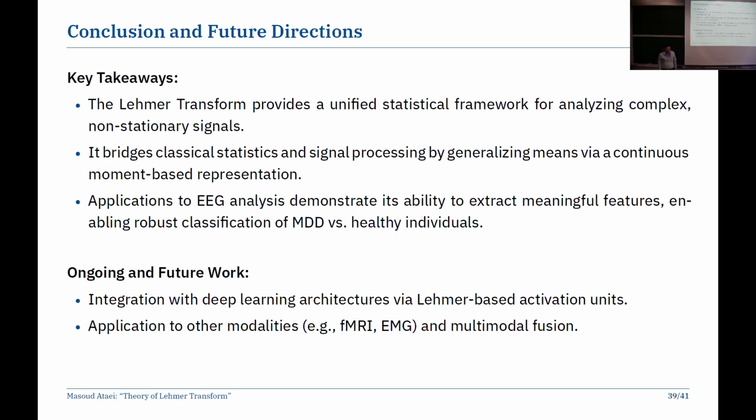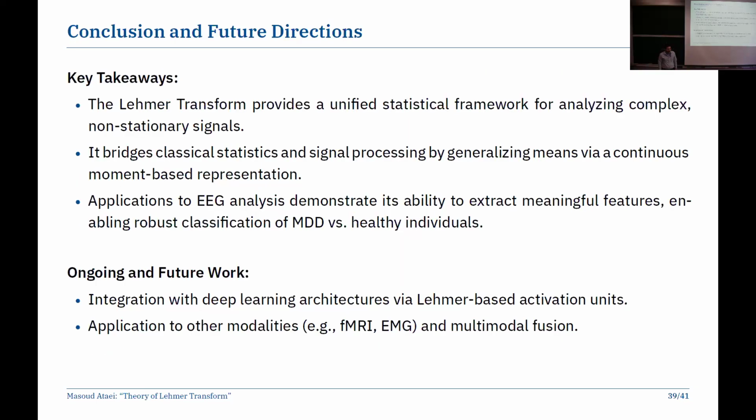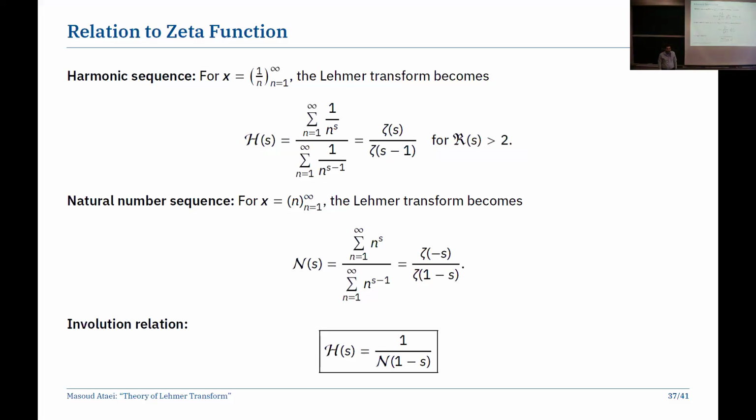Masoud, you just showed a relation with zeta function. Can you show that slide? This is actually a very interesting relationship. If we consider the harmonic sequence, which is defined by 1/n, then the Lehmer transform applied to this harmonic sequence gives us zeta of s in the numerator and zeta of s minus 1 in denominator.